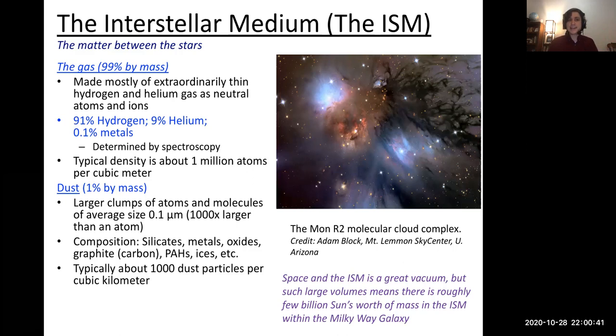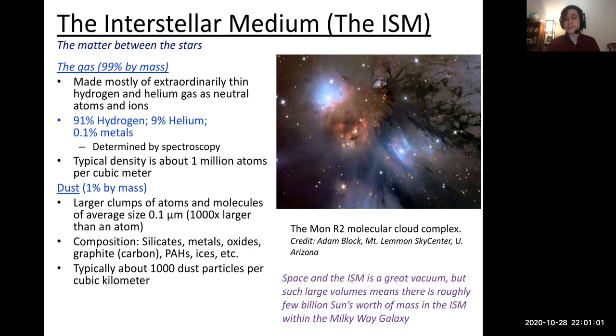So it's made out of gas. What is that gas made out of? Well, it's mostly atoms, and almost all of those atoms are hydrogen. 91% of the atoms of the ISM are hydrogen atoms. 9% are helium atoms, and 0.1% are metals, any element that's more massive than hydrogen or helium. So element number three and higher.